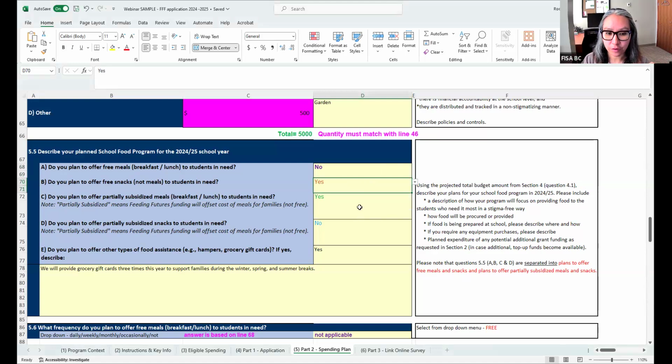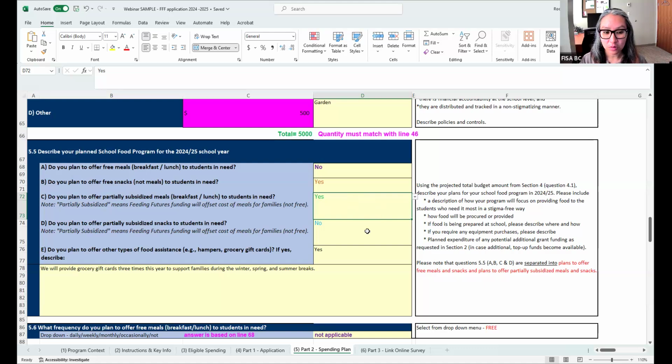Do you plan to offer partially subsidized meals, breakfast or lunch to students in need? This is for when we are saying, you know what, yeah, we're going to give the children some vouchers, maybe we're going to pay once every week for the lunches for these kids. So it's when it's subsidized and it's a meal, okay? Or well, partially subsidized. So that means that I'm going to write yes.